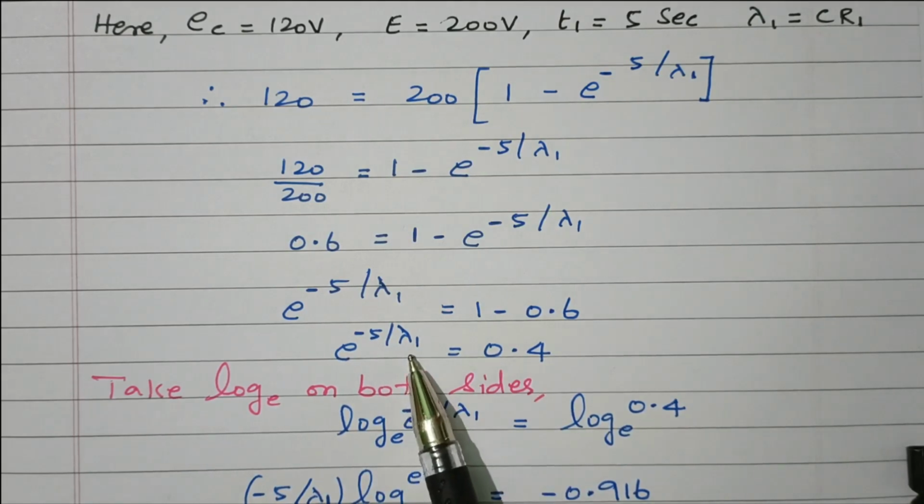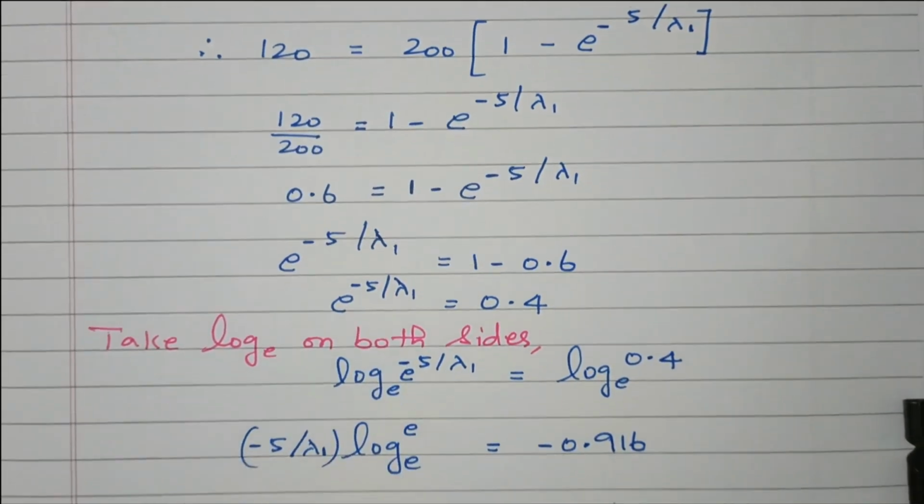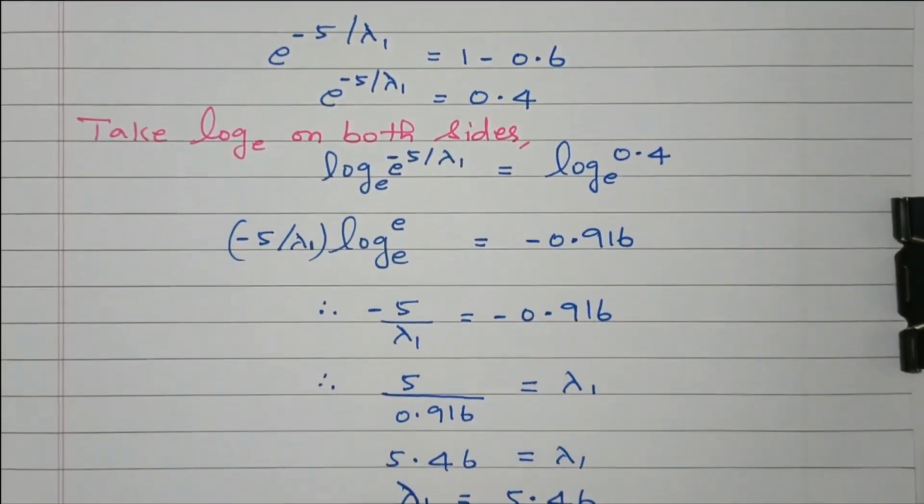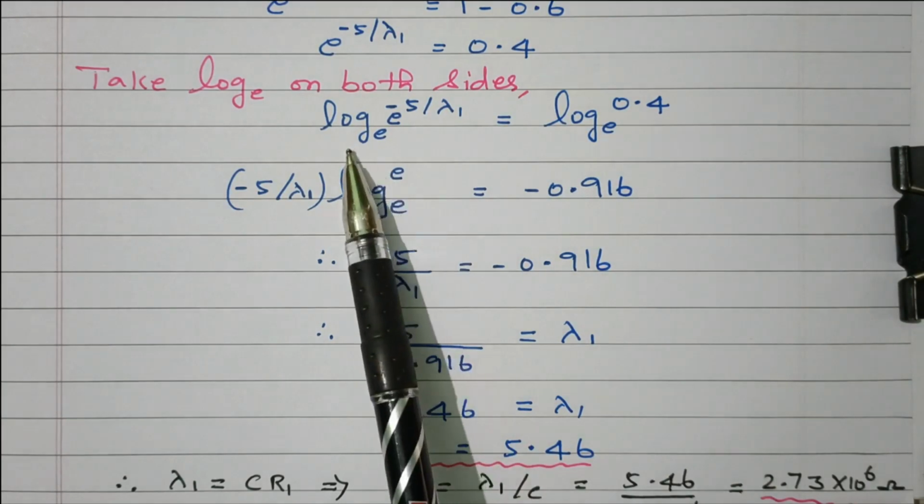Now we need to find the lambda 1 value, and from that we need to find the R value. So here e power is there, so we'll take the log on both sides. By taking log on both sides, we can easily identify the value of lambda 1. So take log on both sides with base e.